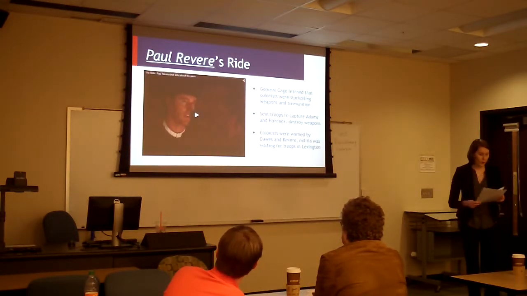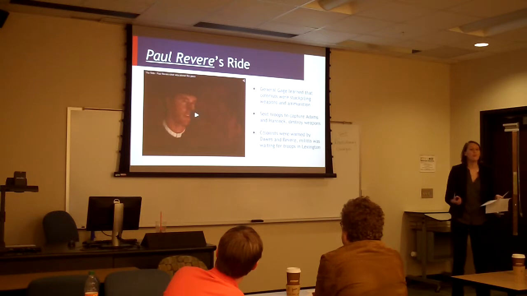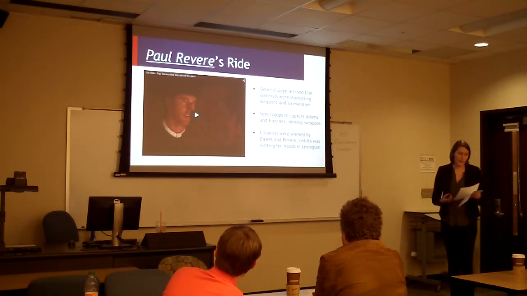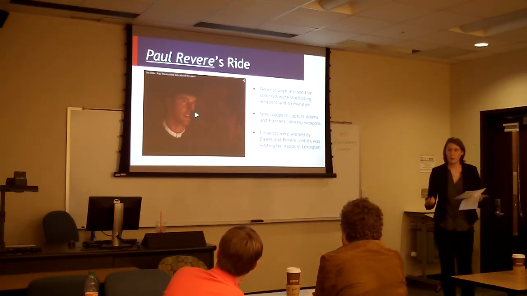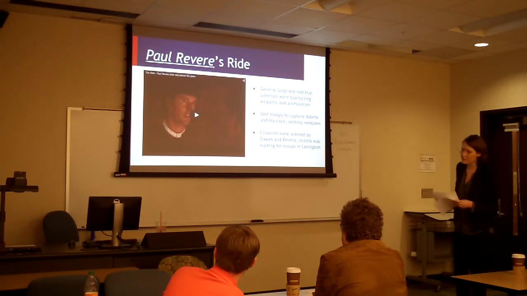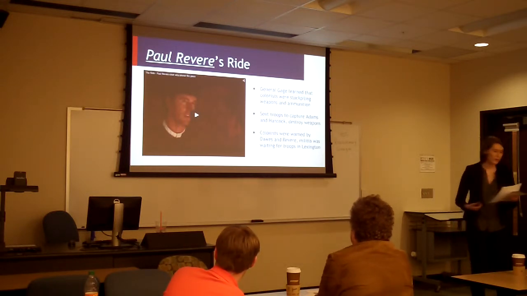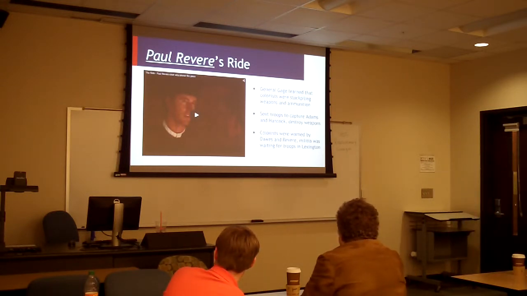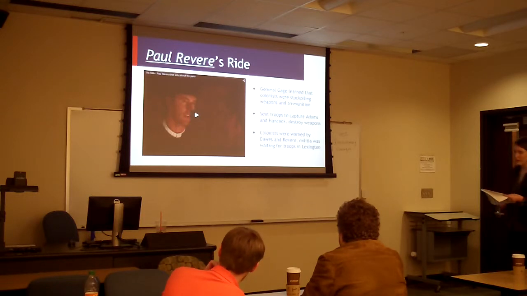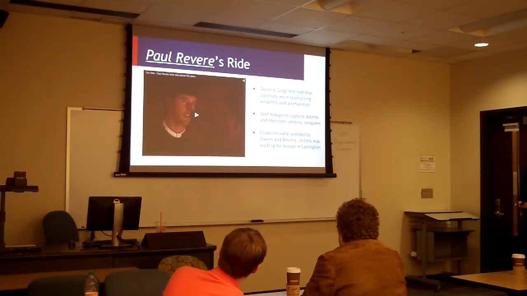So back up north, tensions continued to grow in Boston, and General Gage, who was the royal governor, learned of a storehouse of weapons and ammunition west of Boston and sent troops to destroy the supplies and to capture two key leaders of the Sons of Liberty, Sam Adams and John Hancock. So Paul Revere and William Dawes learned of the plan of the British troops and rode to warn citizens, taking different routes to reach the largest amount of citizens possible.